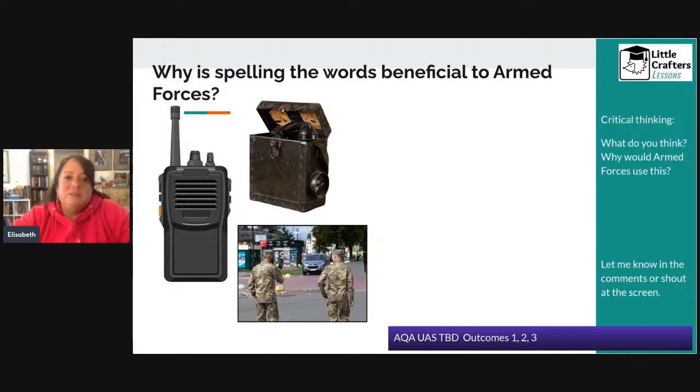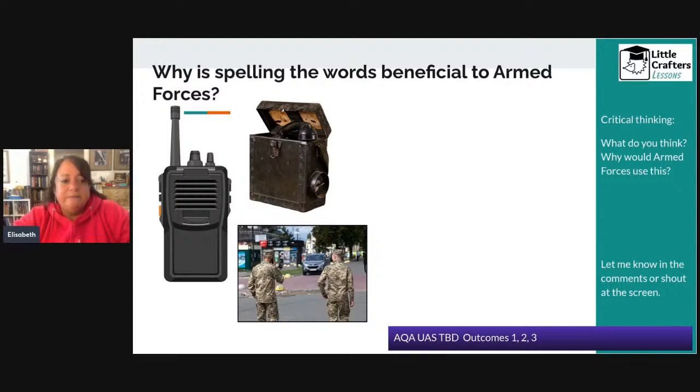Why is spelling the words beneficial to armed forces? So I've given you some things here to look at to help explain it. Why do you think this would be something the armed forces like to use? And it's not just armed forces. It's also been used for rescue services, so firefighters, police officers, all of those will sometimes use it as well.